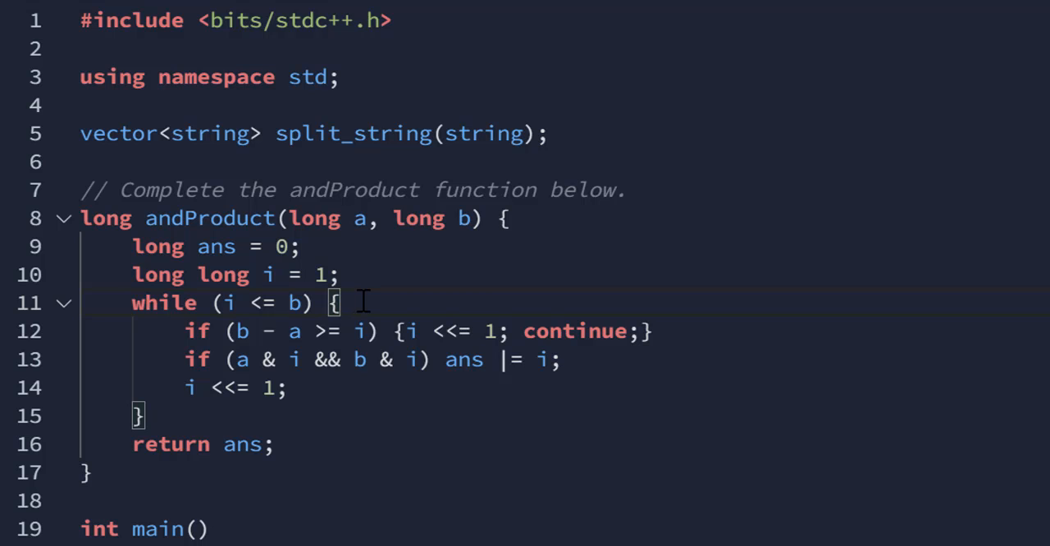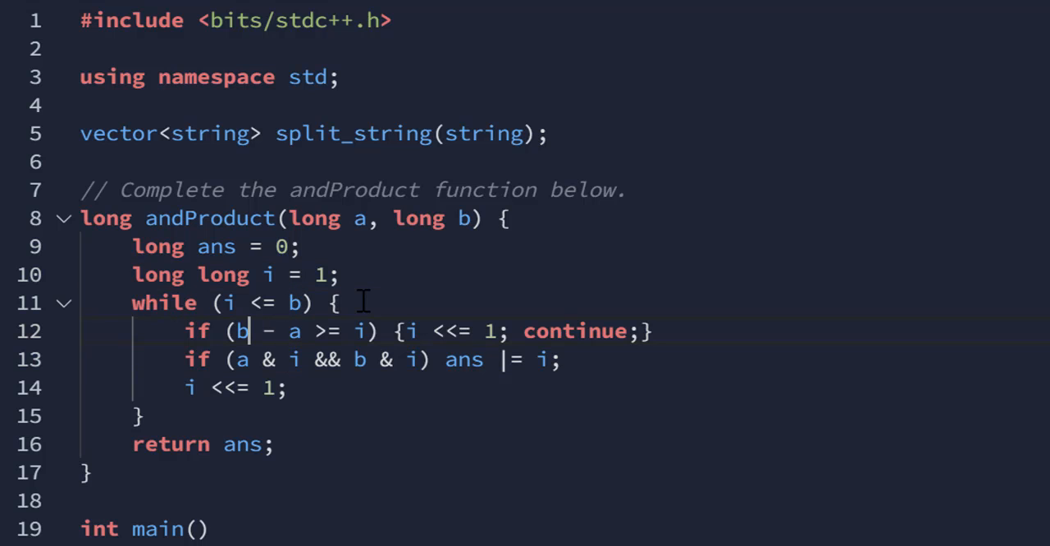So basically we just have to ask if the difference between b and a, the upper bound and lower bound, is greater than the range of that bit, which is i. If it is, we do nothing, we just do the left shift of the variable i and continue. That bit is going to remain 0.